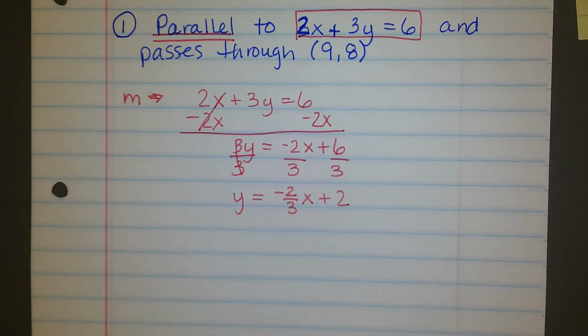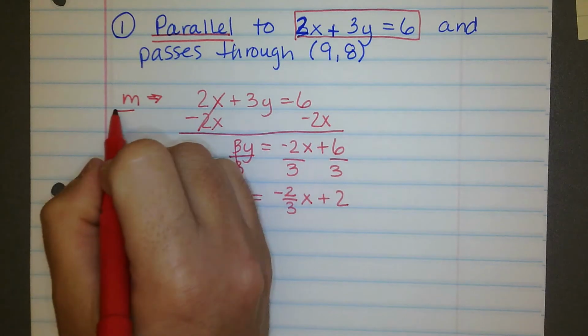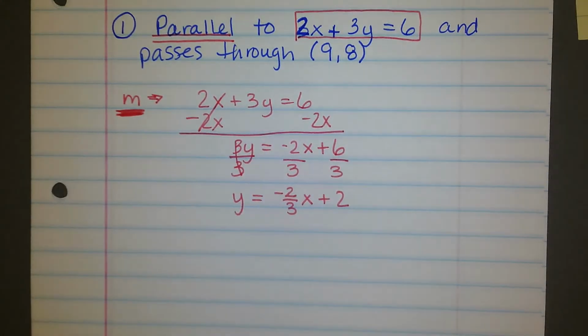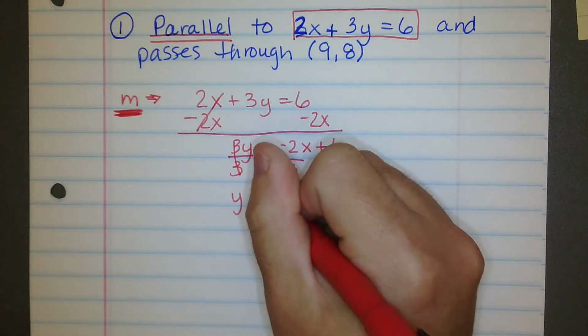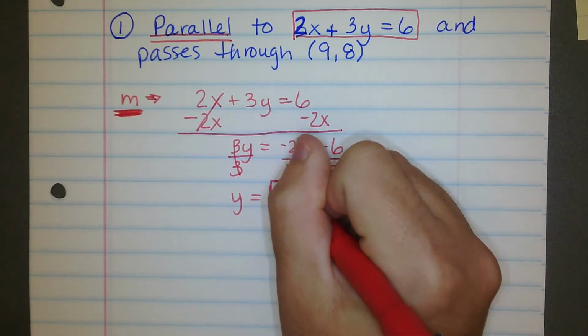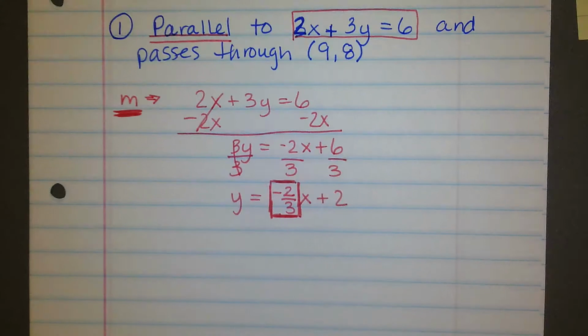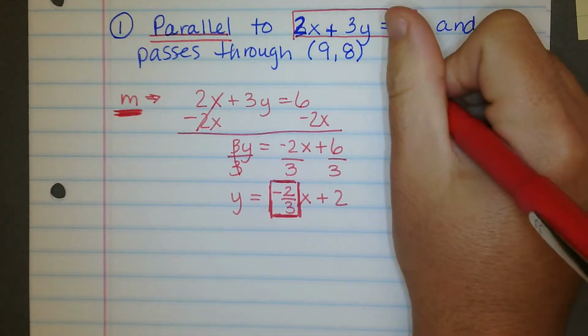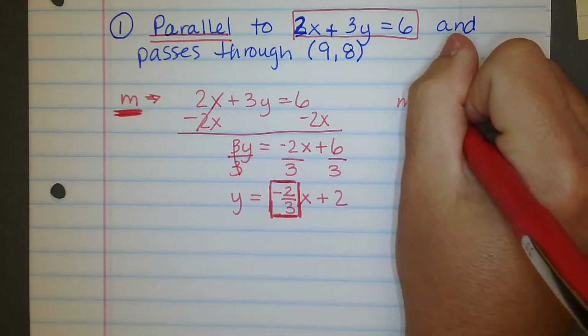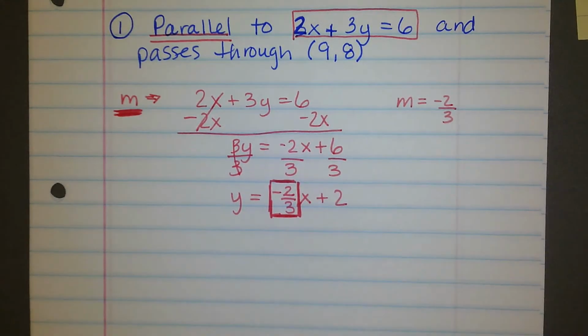Okay, now the only part that I really need from this entire equation is the m, which means that the only part that I need to look at in this equation is this negative 2/3. That's the only part that I need. And parallel lines have equal slopes. That means that I'm going to use the negative 2/3. I'm not going to change it in any way.